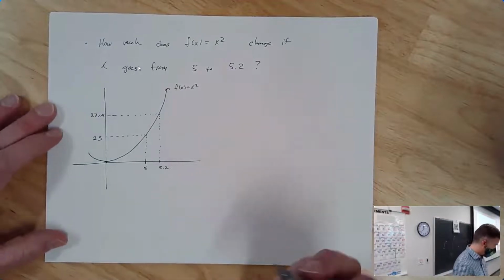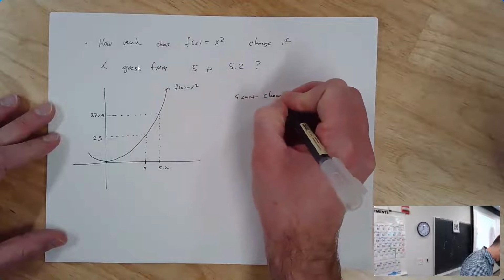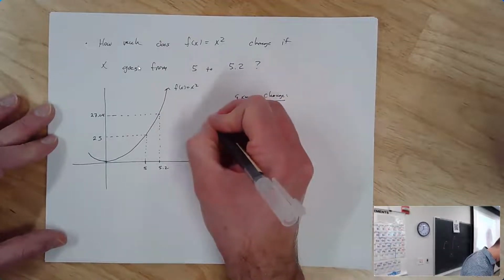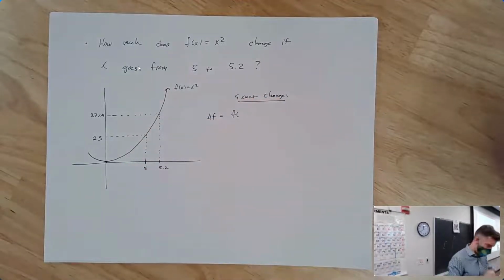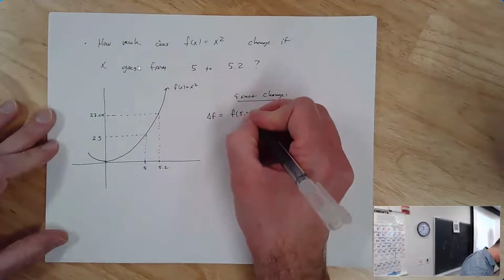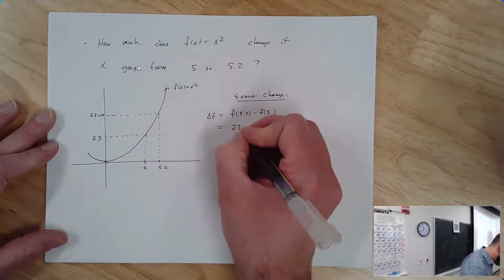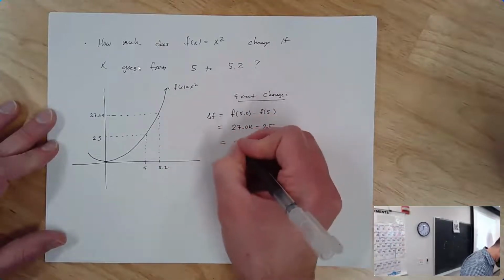So the exact change is going to be delta f. My nose is really itchy. Sorry, 1 second. Okay. Delta f is f of 5.2 minus f of 5, which is going to be 27.04 minus 25, which is exactly 2.04.